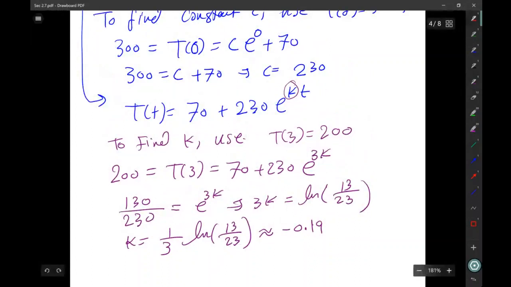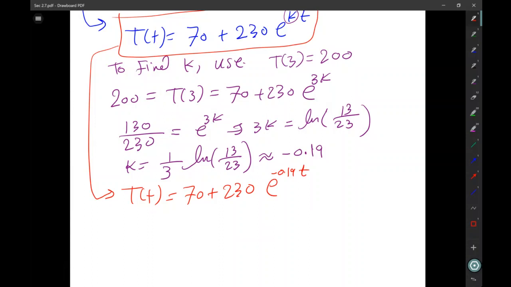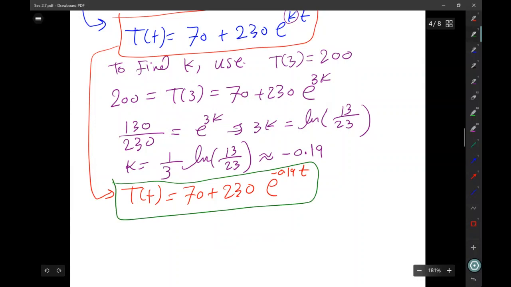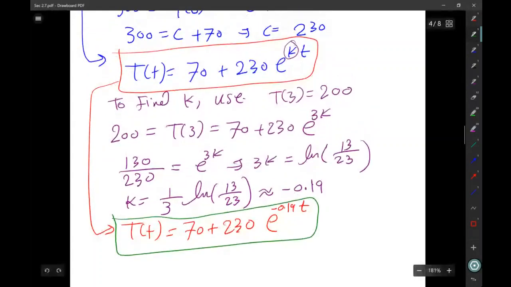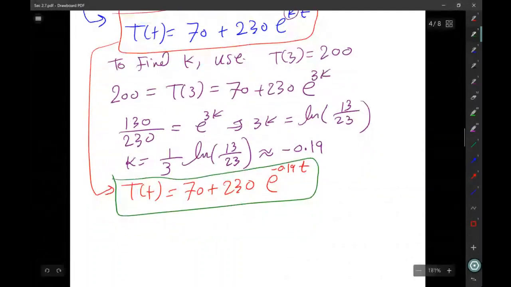Substitute back here the value of k. T of t is equal to 70 plus 230 times e to the power minus 0.19 t. So this equation here represents the temperature of the cake at any time t.